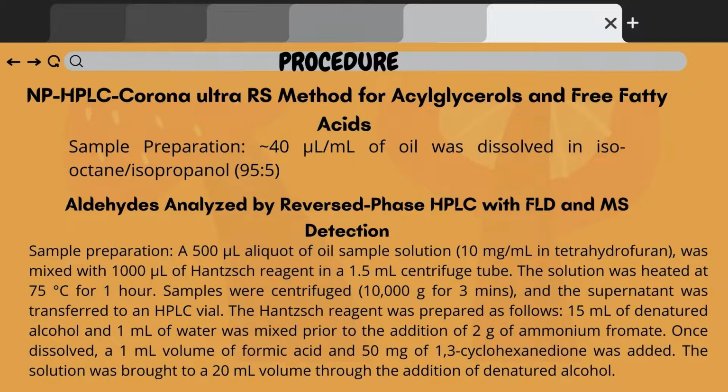The Hantzsch reagent was prepared as follows: 50 ml of denatured alcohol and 1 ml of water were mixed prior to the addition of 2 grams of ammonium formate. Once dissolved, a 1 ml volume of formic acid and 50 mg of 1,3-cyclohexanedione were added. The solution was brought to a 20 ml volume through the addition of denatured alcohol.